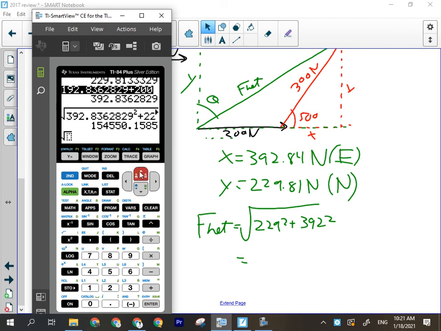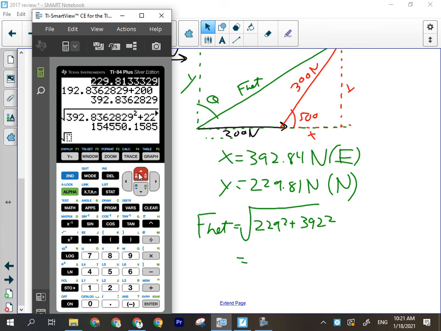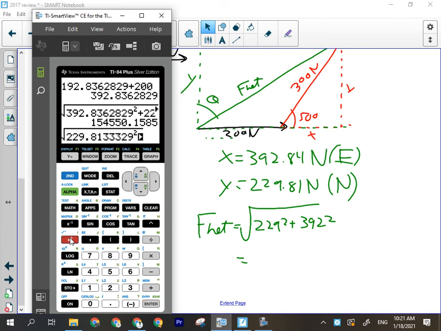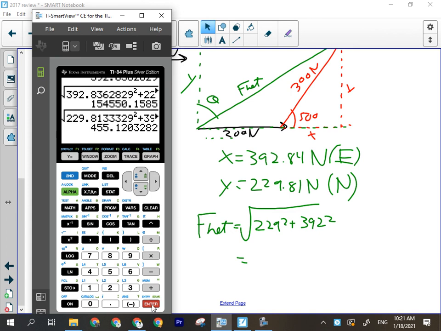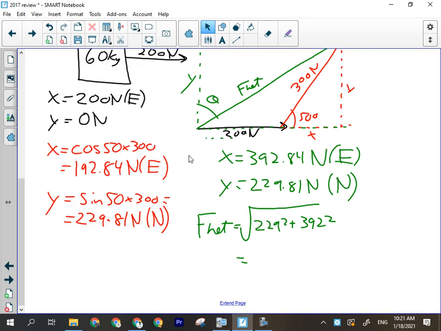Okay. This number squared plus that number squared. That's better. Okay. So my F net is 455 newtons. I only have two significant digits though, so I'm going to say 4.6 times 10 to the 2 right now.